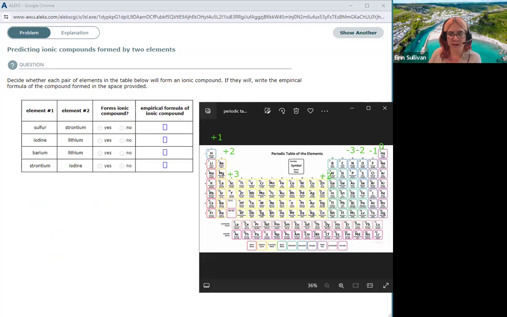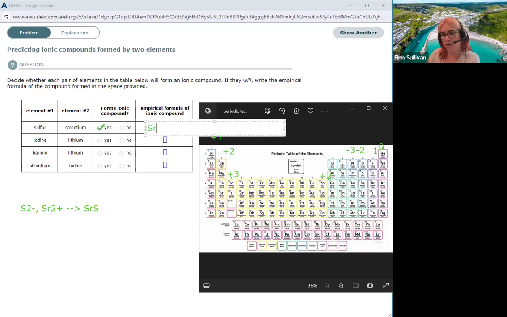Okay, so sulfur and strontium. Sulfur is a non-metal over here in group 16, the chalcogens. So it will form the sulfide, S2- ion. Strontium is in group 2, the alkaline earth metal. So it forms a strontium 2+ cation. So -2 + 2 is going to cancel out and give me strontium sulfide like that. So yes, that's an ionic compound. The empirical formula should be SrS.